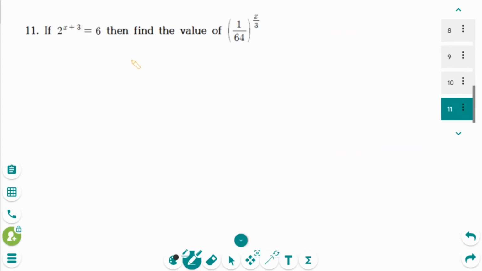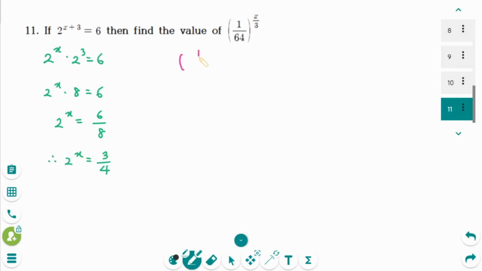This is the last question. 2^(x+3) we can rewrite as 2^x times 2^3 equals 6. 2^x times this one, which is 8, equals 6. And divide by 8 on each side. 2^x equals 6 divided by 8. Therefore, 2^x equals 3/4.